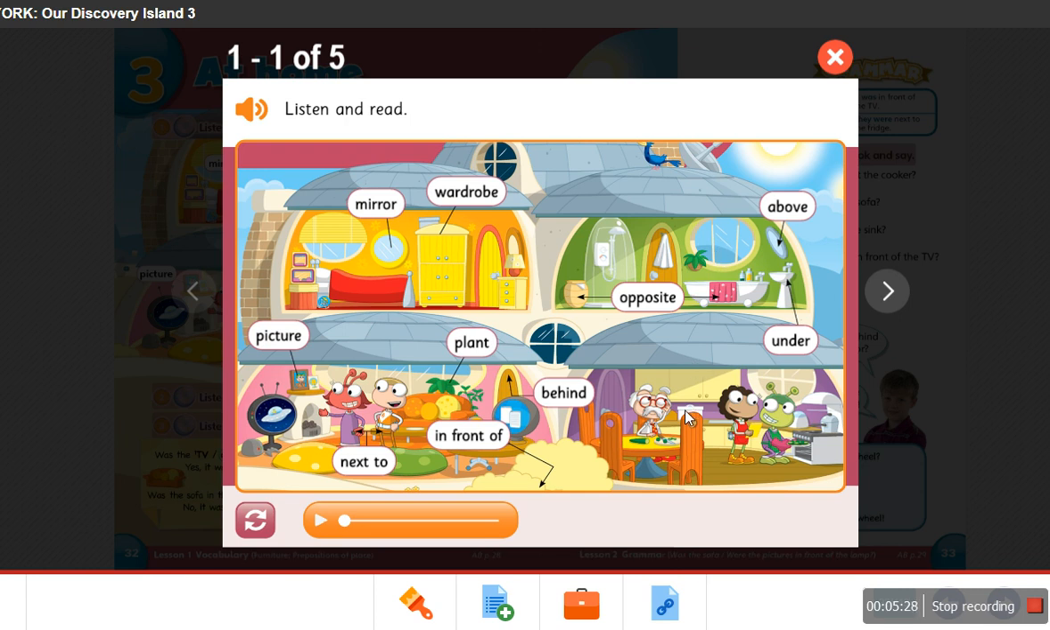If we move on to the kitchen, you can find the chairs are around the table, and the chairs themselves are opposite the cooker, right? Okay.